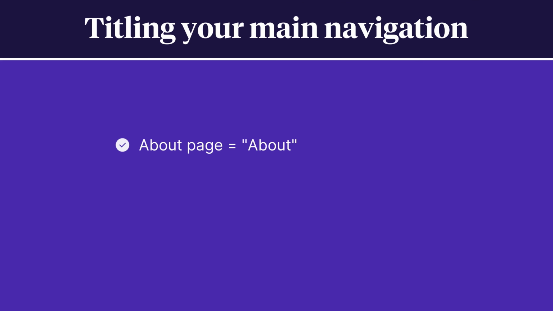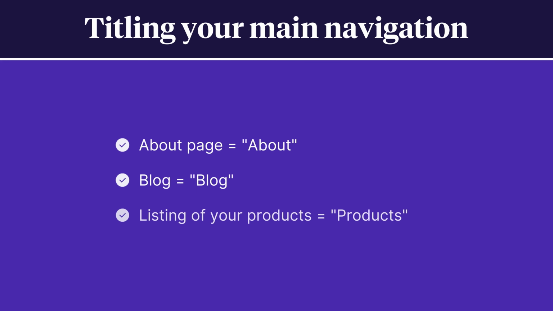Choosing good titles for your main navigation links comes back to providing a good user experience. People have an easier time finding information if it's labeled in a way they'd expect. In many cases, conventional naming works best. If it's an about page, you title it about. If it's a blog, you title it blog. A listing of your products, you title it products.